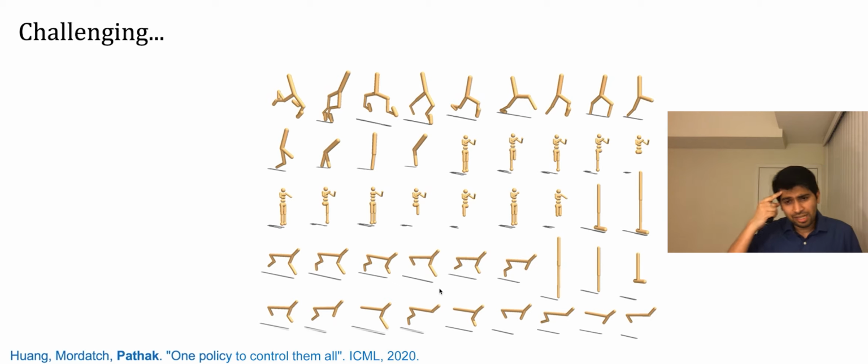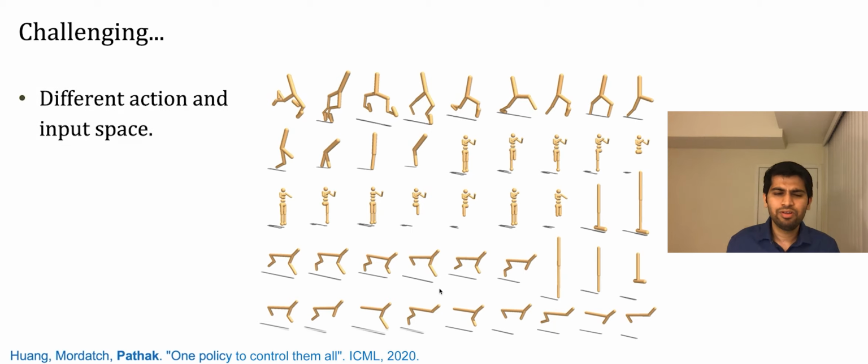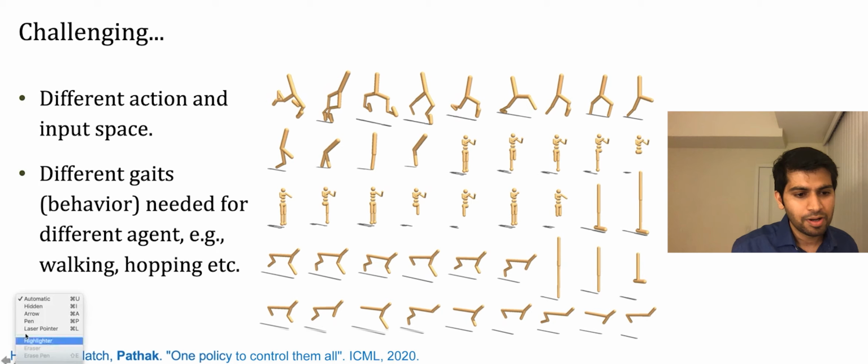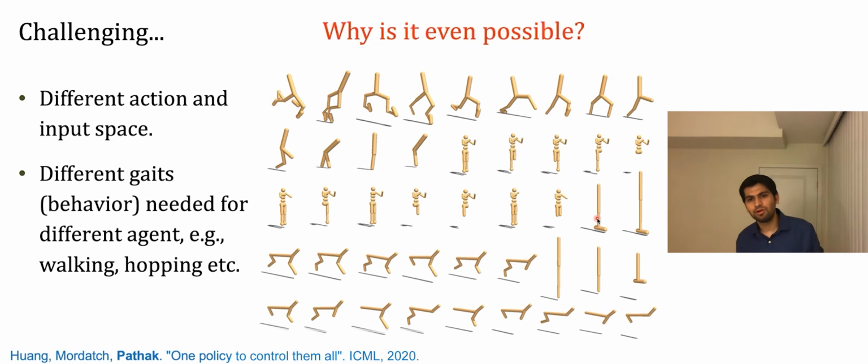But it's quite challenging. If you even think about this problem, it's unclear how to approach this kind of setup, because each robot has a different action space and a different input space, correct? And in fact, the same policy cannot even function across all of them because different gaits are needed. So a humanoid can walk or run, while these hoppers can hop. So they have to have a different gait, right? So how do I even approach this problem?